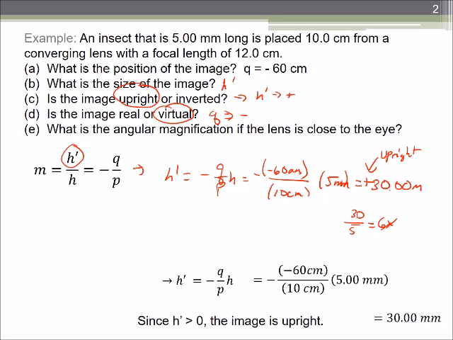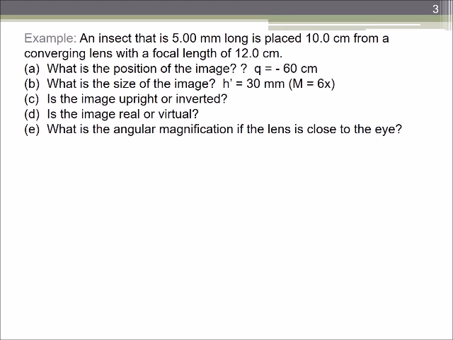And then, what's the magnification of the lens if the lens is close to the eye? What this part of the problem is saying is we're going to use this magnification equation where we say that the distance between the eye and the lens is 25 centimeters. We showed you the derivation for this equation before, so we're just going to use it now. M is equal to 1 plus 25 centimeters over the focal length, which was 12 centimeters, and that gives me 3.08 as the magnification.